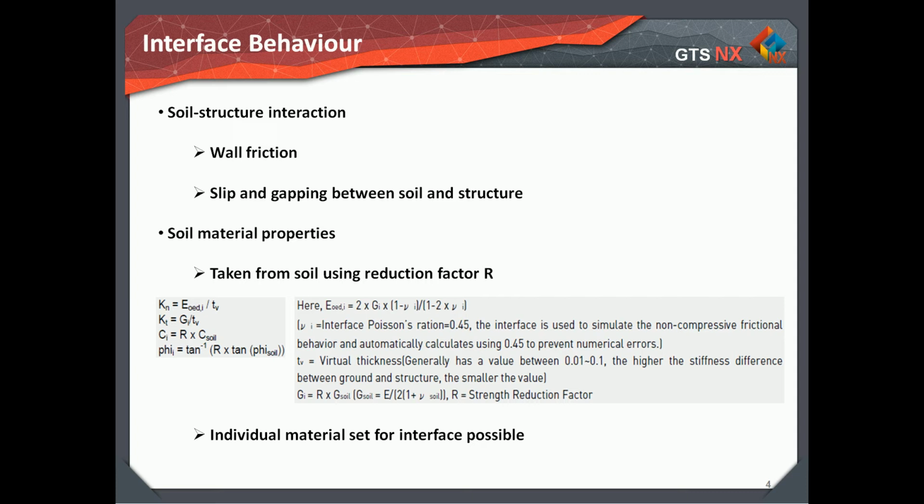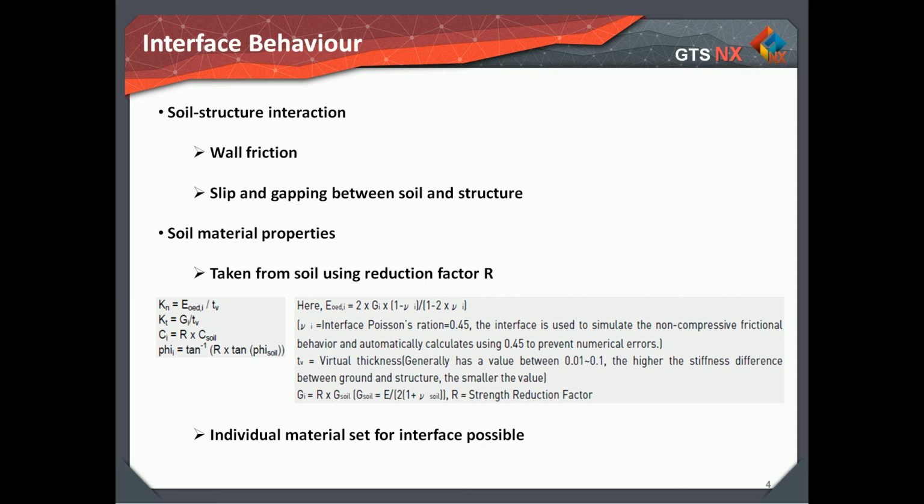Interface elements can be used to model the soil structure boundaries, such as the side of a wall or a pile or the underside of a footing. Particular advantages are the ability to vary the constitutive behavior of the soil structure interface, that is the maximum wall friction angle, and to allow differential movement of the soil and the structure, that is slip and separation. The interface material can be defined using the following equation.